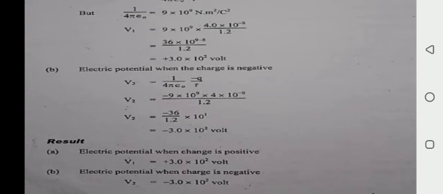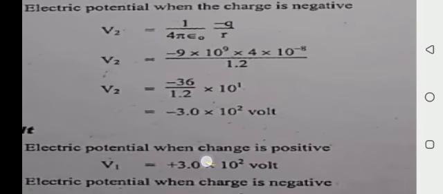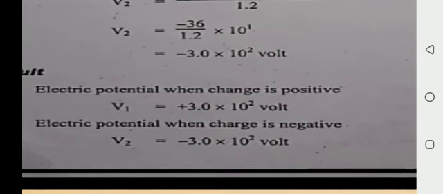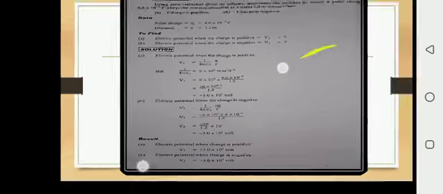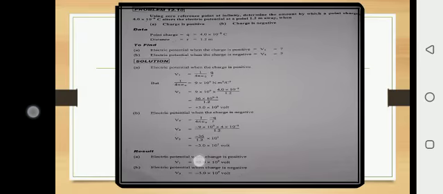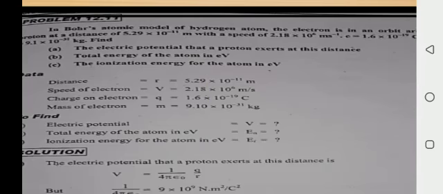The electric potential when the charge is positive is 3 into 10 raised to power 2 volt, while the electric potential when the charge is negative is minus 3.0 into 10 raised to power 2 volt. Same answer, just a difference of only sign: negative sign, positive sign.